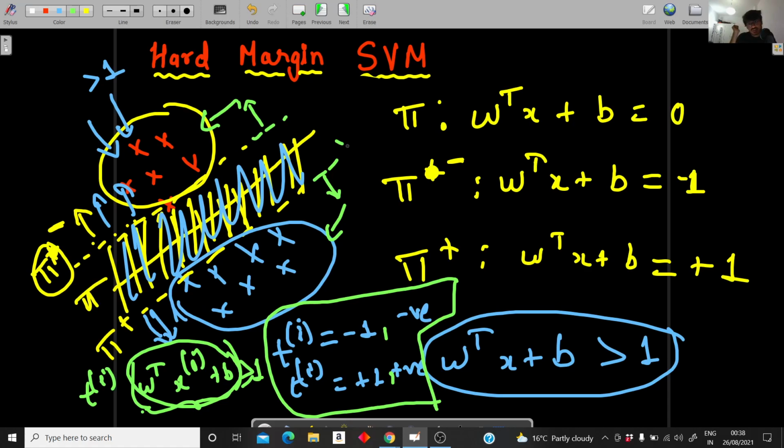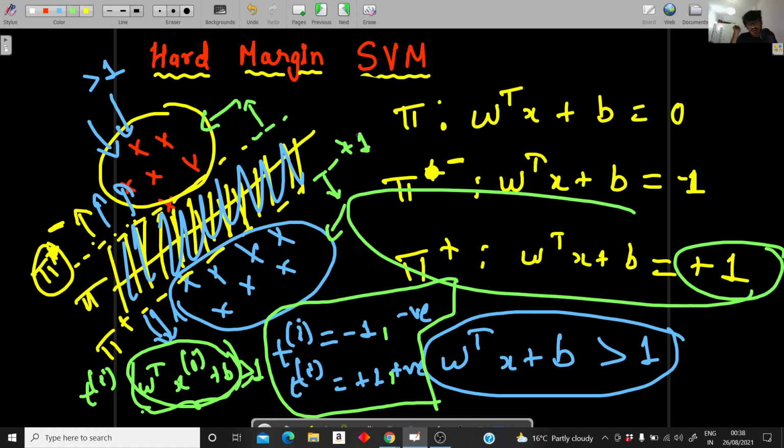Because for positive this is +1, this equation I'm saying is pi plus. So this will be positive for any positive instance Xi, and as I said, we defined Ti as positive for positive instances. So both are positive. Since all the points lie on this side, this will have a value greater than 1. So if this entire multiplication, Ti times (W transpose Xi plus B), is greater than or equal to 1, we can say that all my points will lie here. Or the other way around, this is the equation of the plane pi minus.